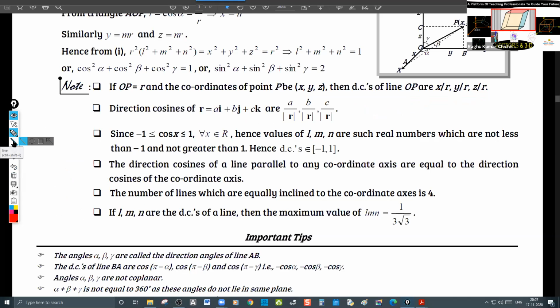This is what you have to understand with regard to the DCs and the unit vector in vector algebra. DC is always lying between -1 and +1 because they are cosines. The cosine range is -1 to +1, which is understandable because in trigonometry the range of sine and cosine lies between -1 and +1. DCs of a line parallel to any coordinate axis are equal to the DCs of the coordinate axis. When two lines are parallel, their DCs are the same.